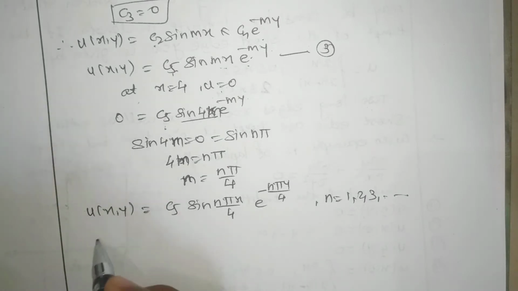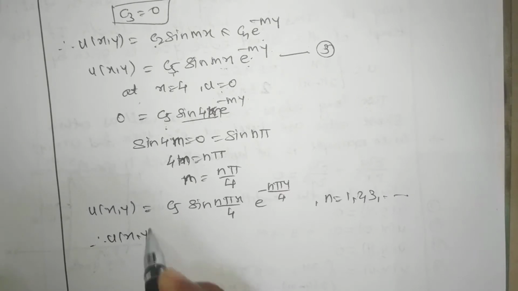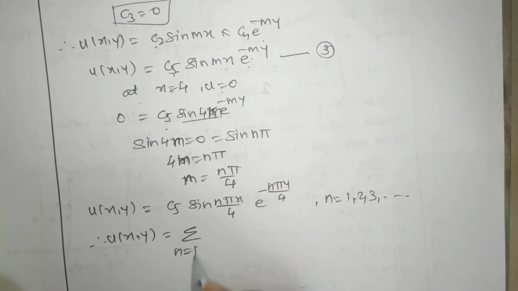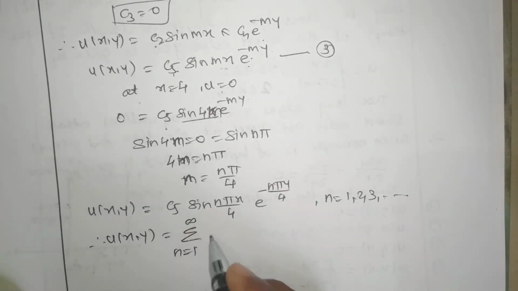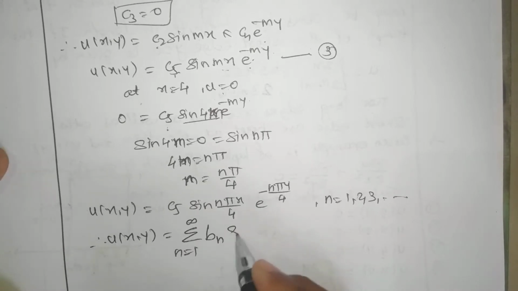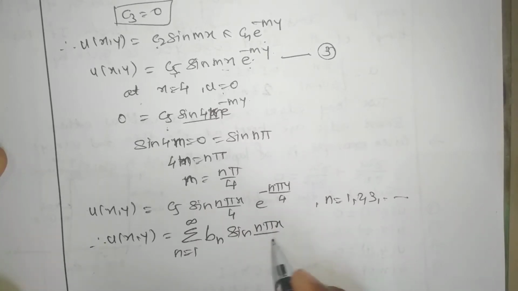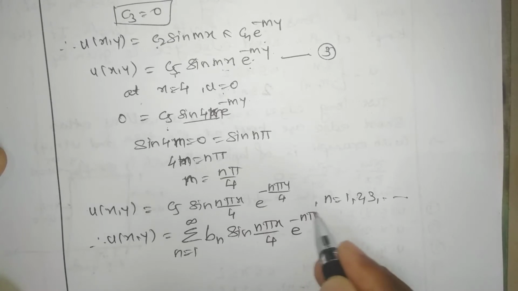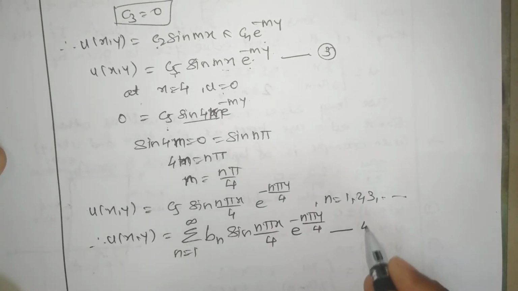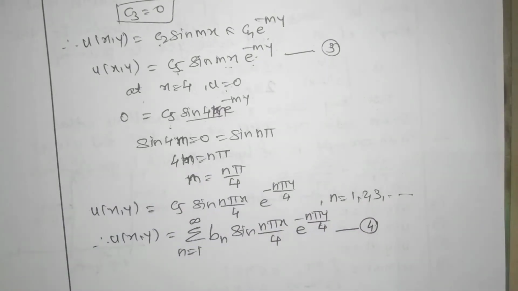So add all these solutions. Therefore you will get u of x comma y is equal to summation n varies from 1 to infinity. Instead of c5 you can write bn sin(n pi x by 4) e raised to minus n pi y by 4. Call it equation number 4.